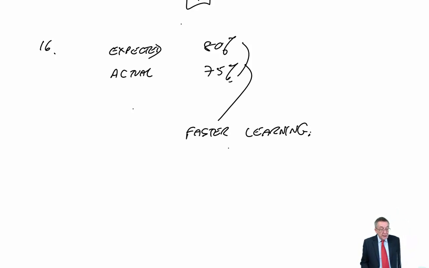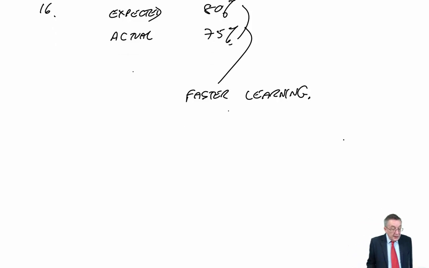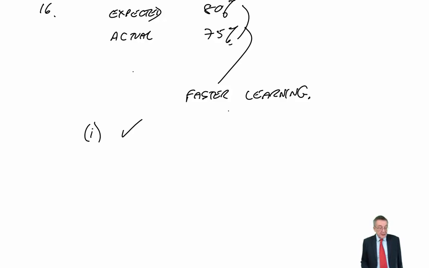So let's look through the following possible reasons. Number one: the number of new employees recruited was lower than expected. It's a nice question, this. If you employ new people, the more new people you employ, the lower that you'd expect the learning to be, because they have to start again. If you keep the existing staff, they're going to carry on learning. Here they recruited fewer than expected, and so they would expect faster learning. That is a possible reason.